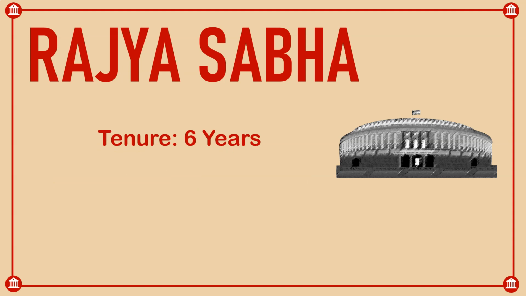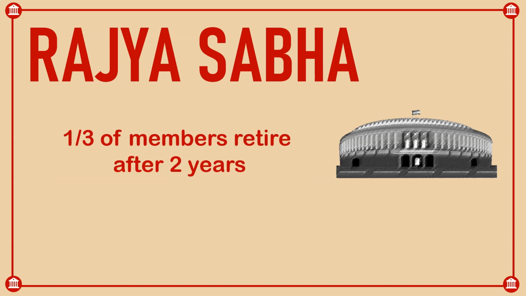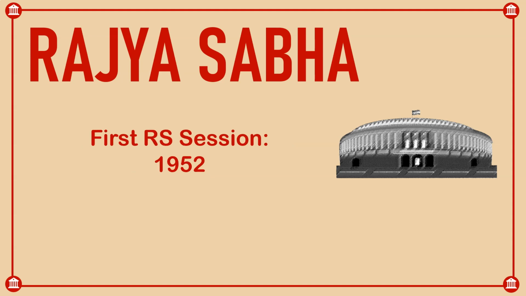The tenure of each Rajya Sabha member is 6 years. However, every 2 years, 1/3 of the members retire. This may seem confusing, and that's why I'm going to simplify this exact concept for you. So the first Rajya Sabha session was held in 1952.